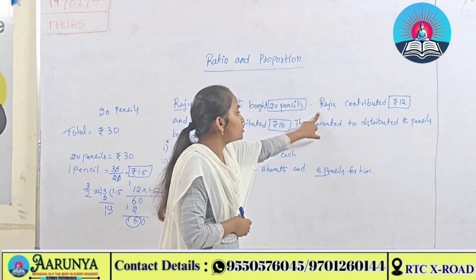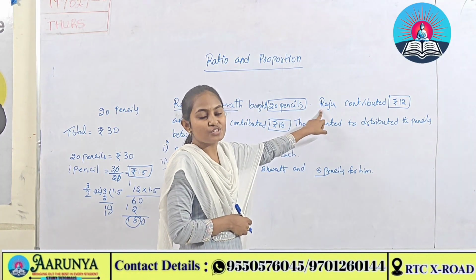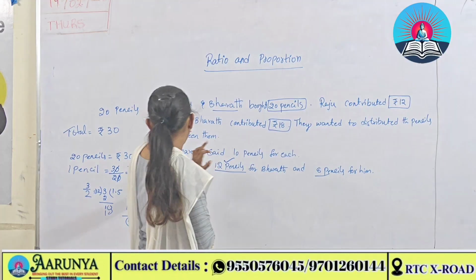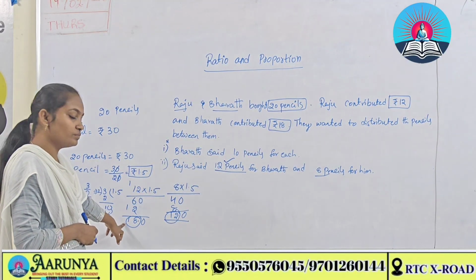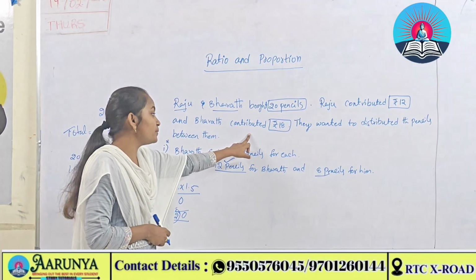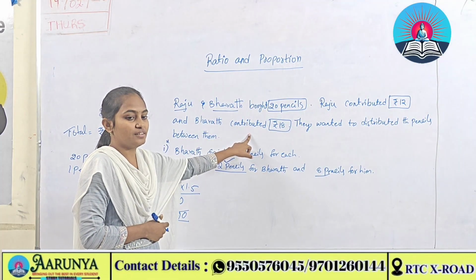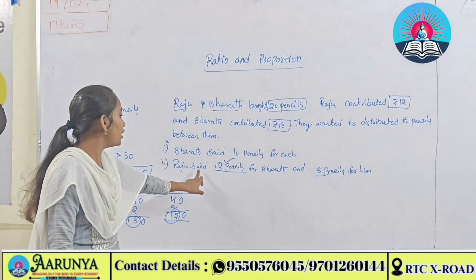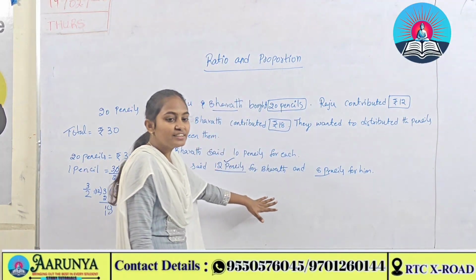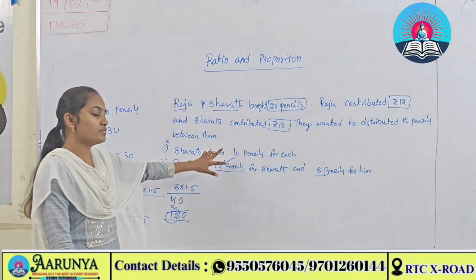So how much will Raju give? 12 rupees. So how many pencils will he get? 8 pencils. How much for 12 pencils? 18 rupees. How much did Bharat give? How many pencils will he get? 12. So what did Raju say? 12 pencils for Bharat and 8 pencils for Raju. Is it right? Which statement is right in both statements?